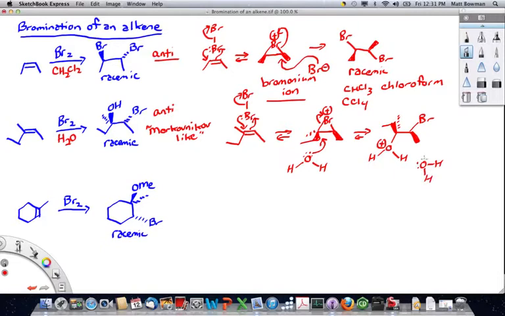Final step to get the product is water comes, takes the proton off, and you get your final product. Of course, since this product is chiral and the starting material is achiral, you get a racemic mixture.